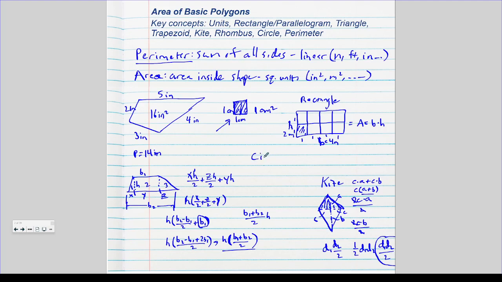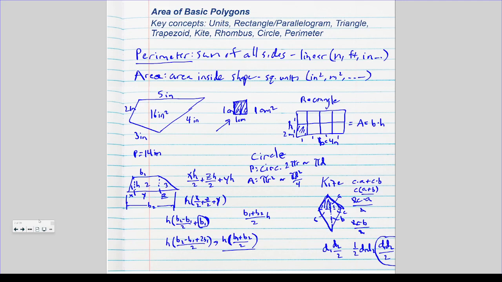So I'll put circle here in the middle as our last shape. And we already know these formulas and we've reviewed them in chapter 10. But perimeter we call circumference, and it is 2 times pi times r, or pi times the diameter. And then the area is going to be pi r squared, or pi d squared over 4. So those are our two ways of representing a circle's area.